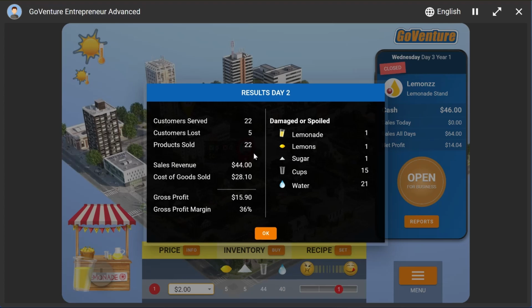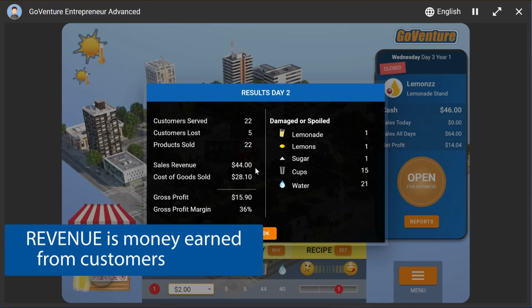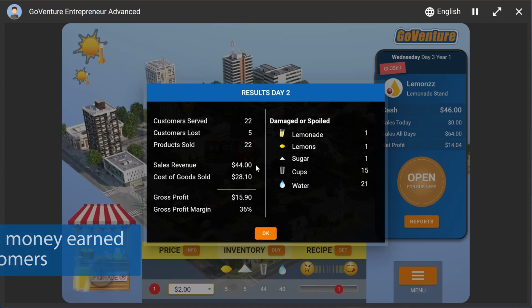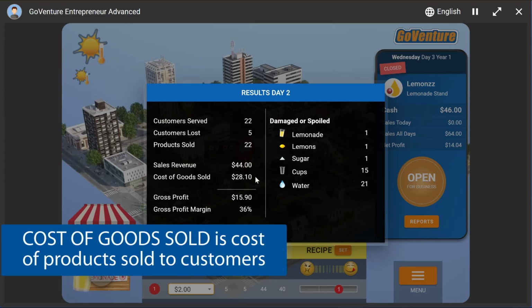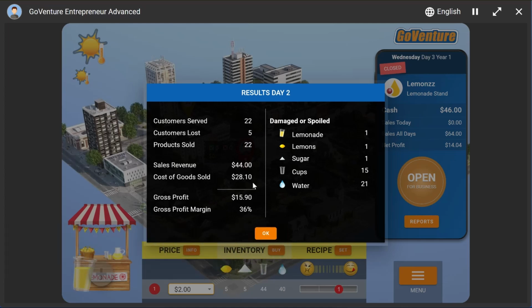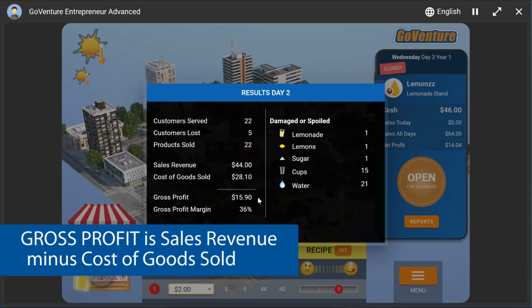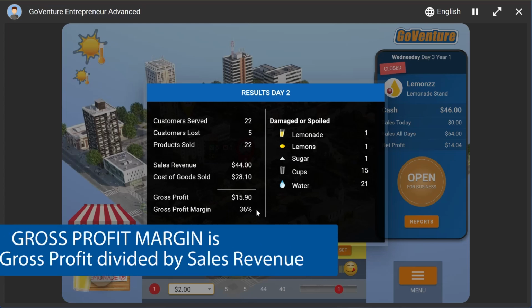We sold 22 cups. Our sales revenue, our $2 per cup times 22, is $44 in sales revenue. Remember that sales revenue is the money customers give us. Our cost of goods sold, the total cost of producing the 22 cups of lemonade that we sold to customers, was $28.10. When we subtract those two numbers, we get our gross profit of $15.90 and our gross profit margin of 36%.